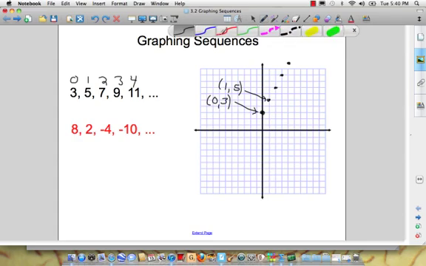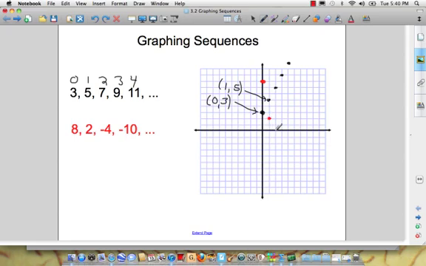All right, now I'm going to graph in red this other sequence. So it starts at 8, so I'm going to start here. 1, 2, 3, 4, 5, 6, 7, 8. And then from 8, the next term is 2. So that's next term. So I move over 1, and now it's up 2.